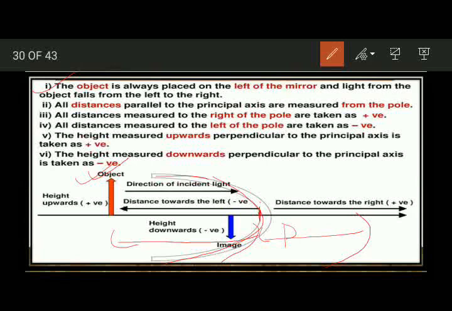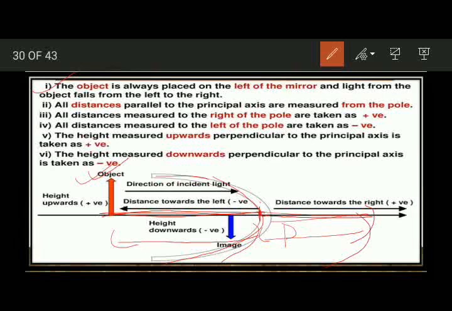Next, all distances measured to the right of the pole are taken as positive. As I have told you earlier, to the right of the pole there is the positive x-axis, so any distance which is measured from the pole to the right is taken as positive because it lies on the positive x-axis. Similarly, all distances measured to the left of the pole are taken to be negative. That is, this distance which is measured from the pole to the left is always taken as negative since it lies on the negative x-axis.